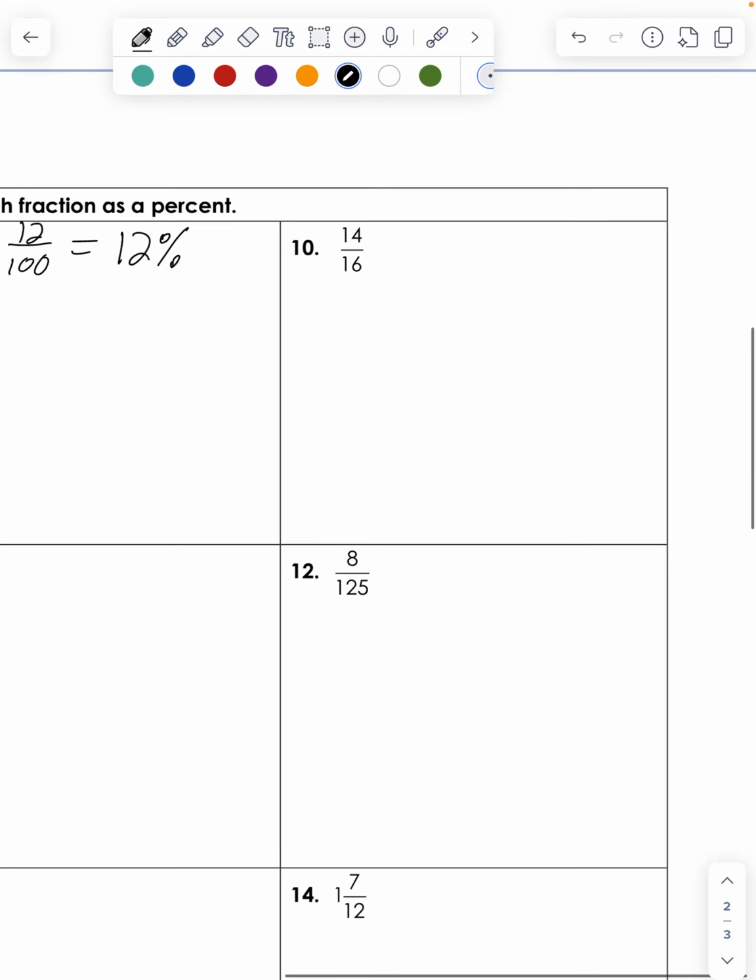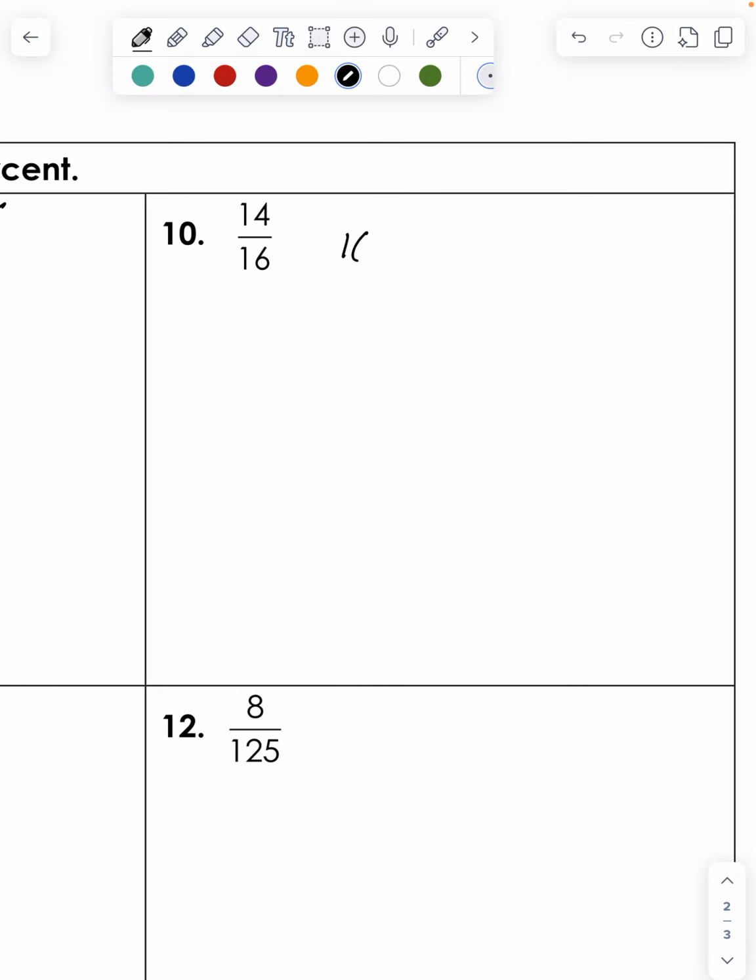Now, number 10, we can have our 16 as our divisor, and how many times does it go into 14? However, the numbers are bigger. I don't want bigger numbers. Let's make smaller numbers. So let's reduce this, and we end up with 7/8. So now we know that our 8 is going to be our divisor. How many times does 8 go into 7? 8 doesn't go into 7, so we add our decimal place. How many times does 8 go into 70? That would be 8 times. We subtract 8 groups of 8, which is 64, gives us a 6.